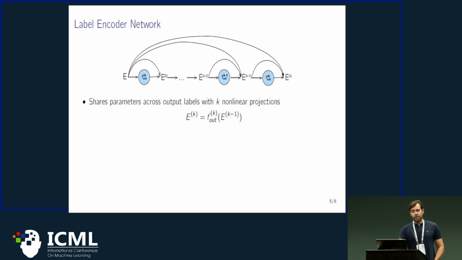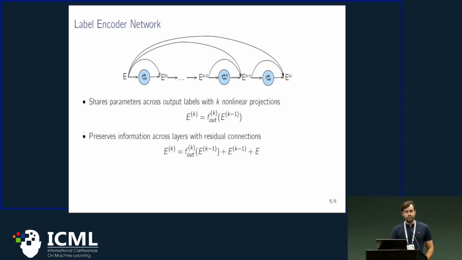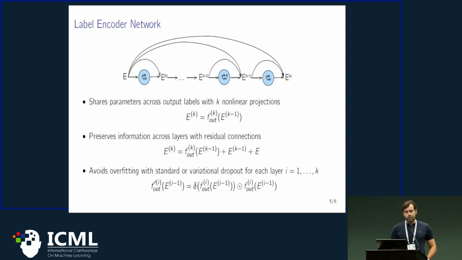Our label encoder network has the following properties. It shares parameters across output labels with k subsequent nonlinear projections. It preserves information across layers with residual connections to the input word embedding and also to the outputs of the previous layers. And it avoids overfitting with standard or variational dropout for each layer i equal 1 to k. The standard dropout samples a different dropout mask delta for each output label, and the variational one samples a single dropout mask and applies it to all output labels.